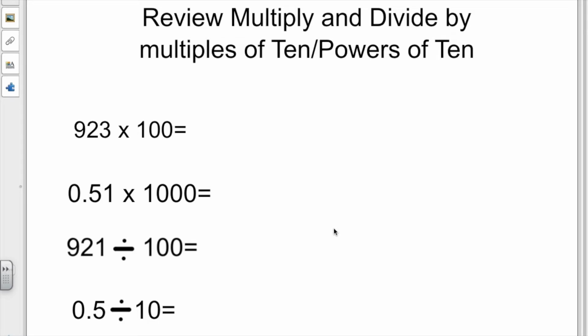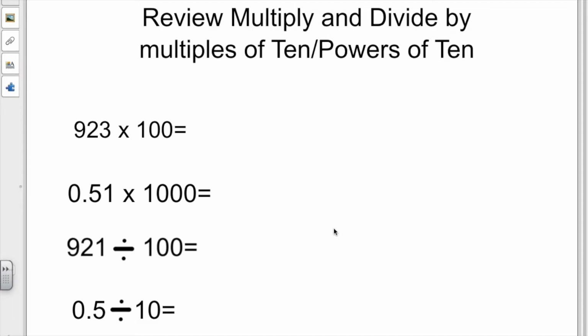Hello. Today we're going to talk about the metric system of capacity, but before we begin, we're going to review multiplying and dividing by multiples of 10 or powers of 10. Let's go over the first one together, and then we'll allow you to do the next three at your seats.